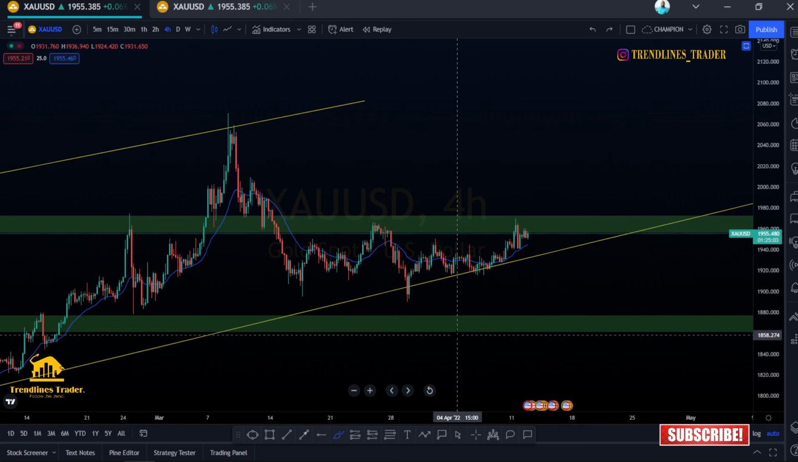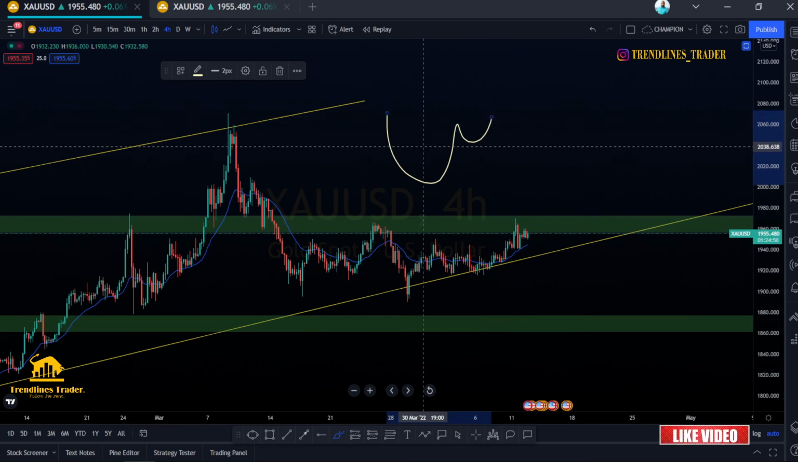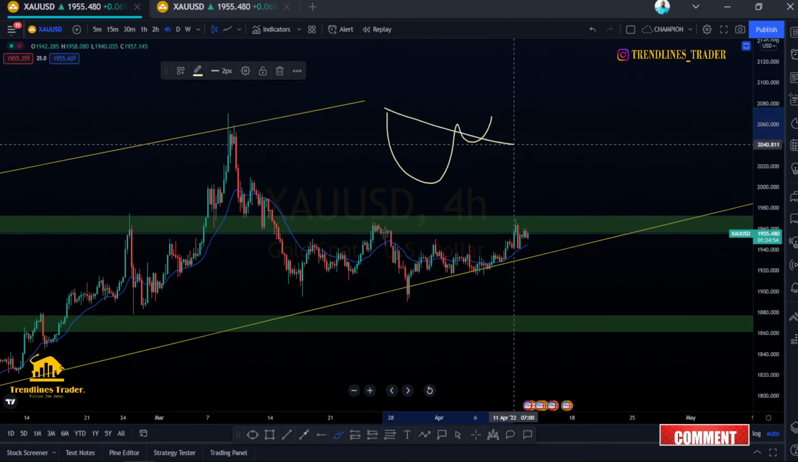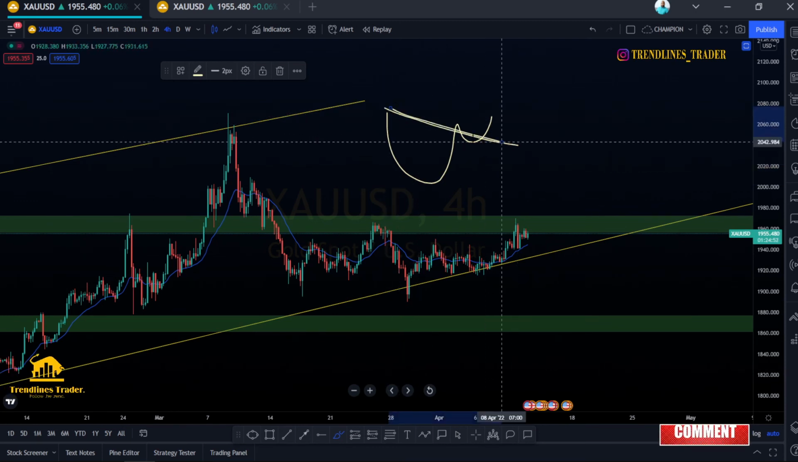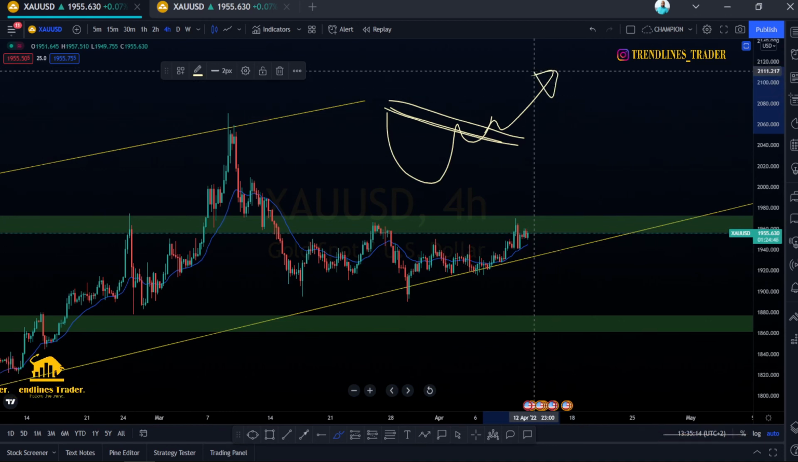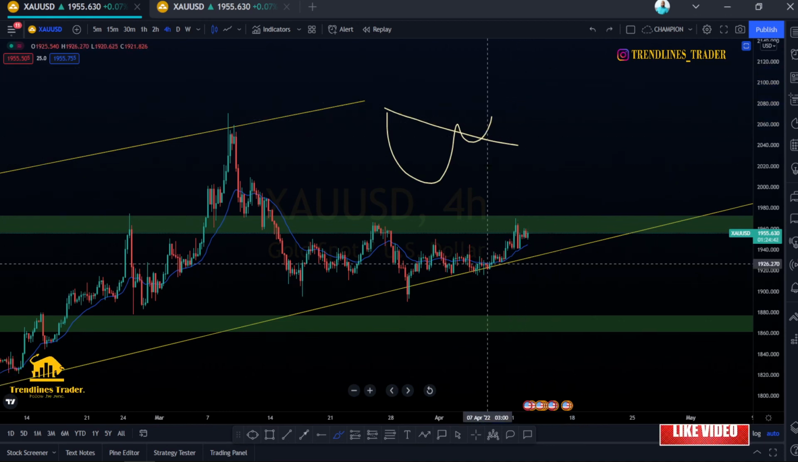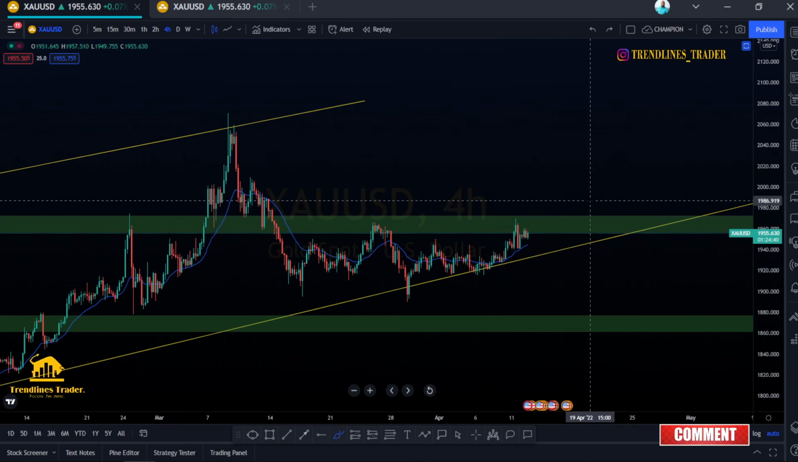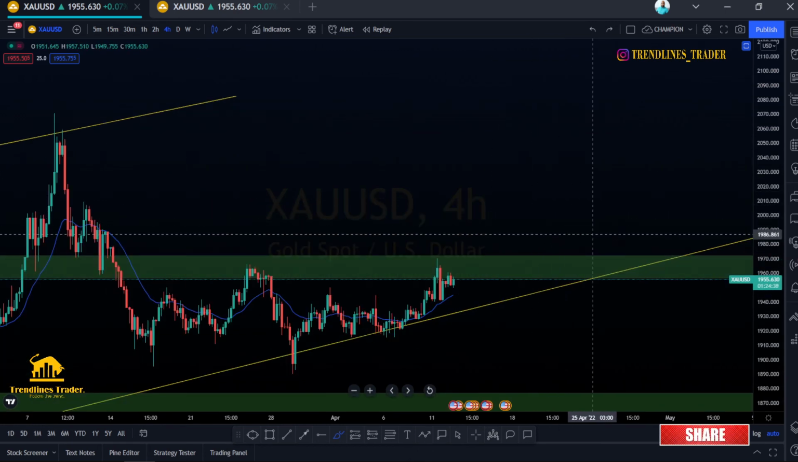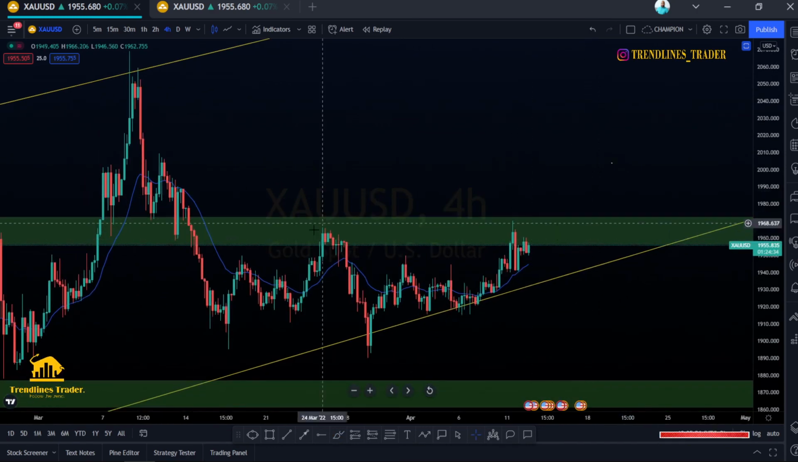And remember, from our weekly and daily, there was a cup and handle that we witnessed, and usually the cup and handle will give us this type of structure that breaks the handle and pushes towards the upside. Hope it makes sense to you guys. This is gold. We just have to wait and witness our price break out of this area right here.